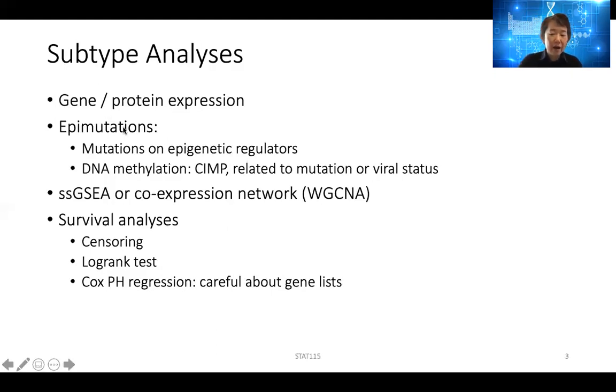And when you have tumor profiles of many samples in the same cohort, you can also use something like single sample GSEA or co-expression network to really look at gene modules. And then once we have the subtypes of different cancers based on gene expression, the very important thing is to look at survival. Do patients in different subtypes have different outcomes? Should they be treated with different drugs?